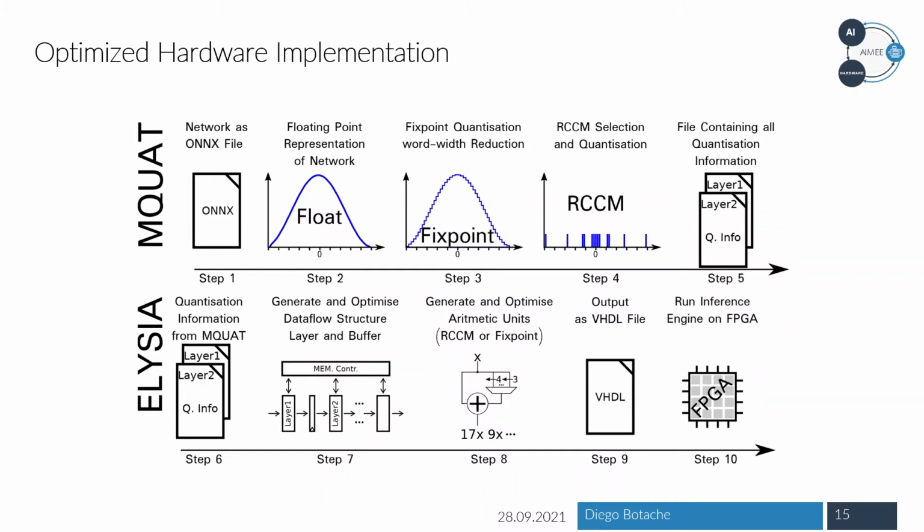At the second stage, down here, using the parameter sets that we have chosen in the first stage, we then want to optimize the data flow and the structure of the model, and also optimize the arithmetic units in the model, to provide an optimized hardware implementation in an FPGA.